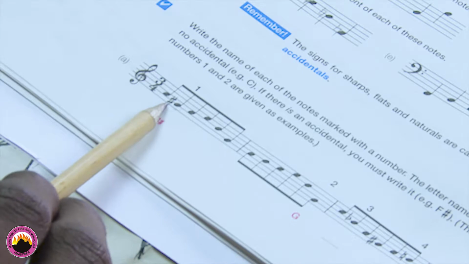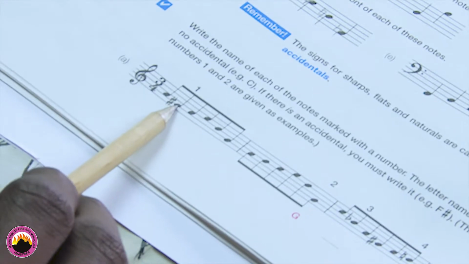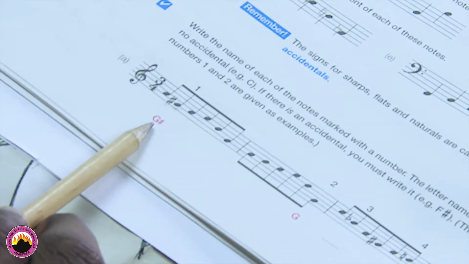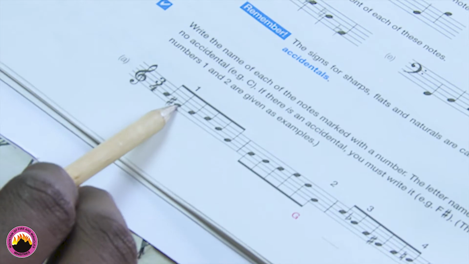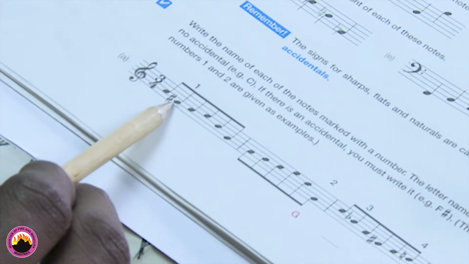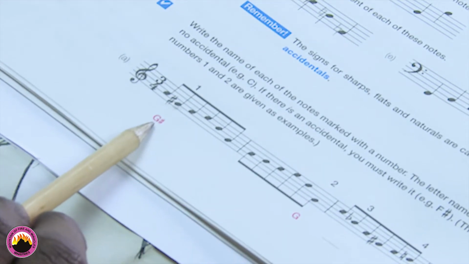It is called a sharp, right? So this is no longer G. Instead of writing G, you write G sharp. That is why you have this answer given. So the note under number 1 is G sharp, right? It has been given to us.